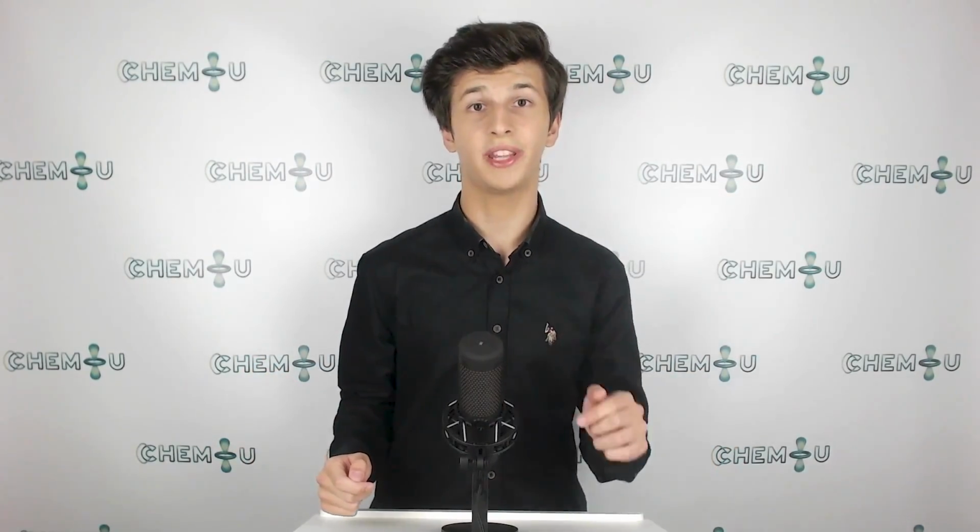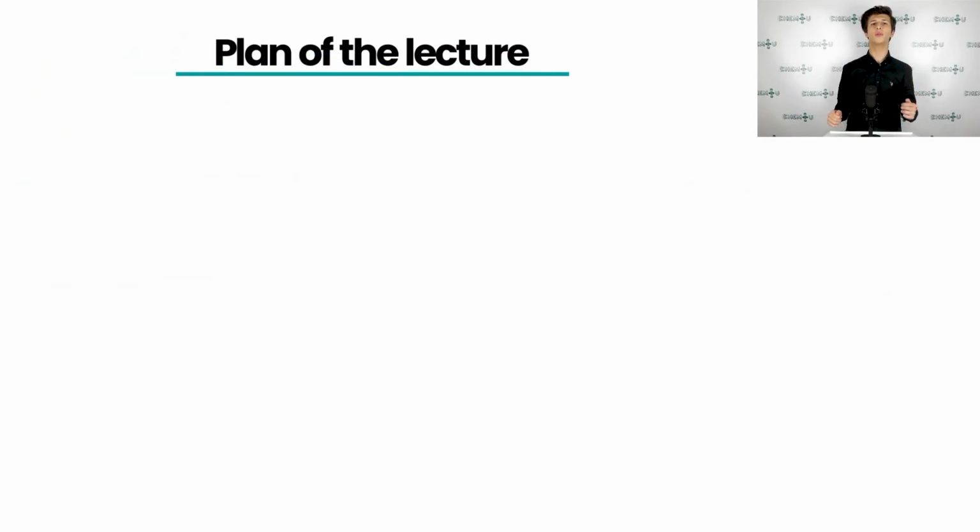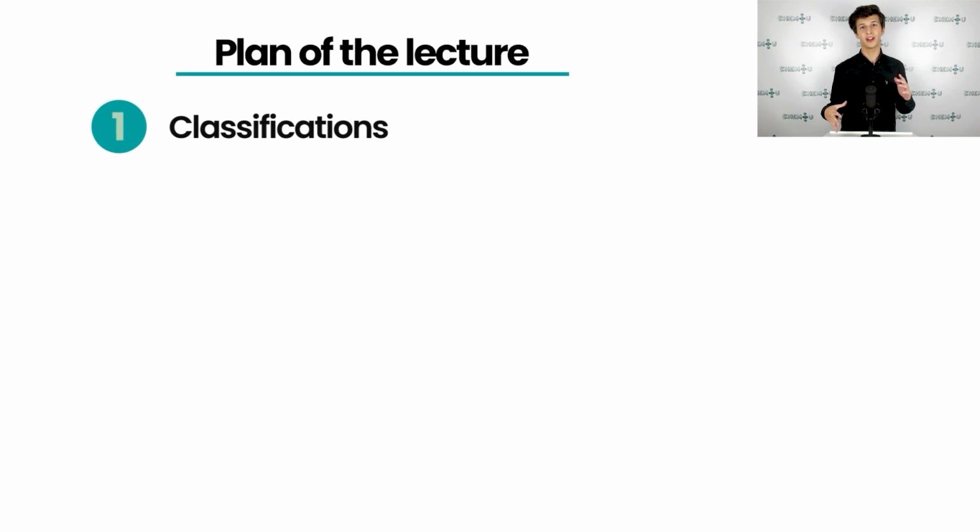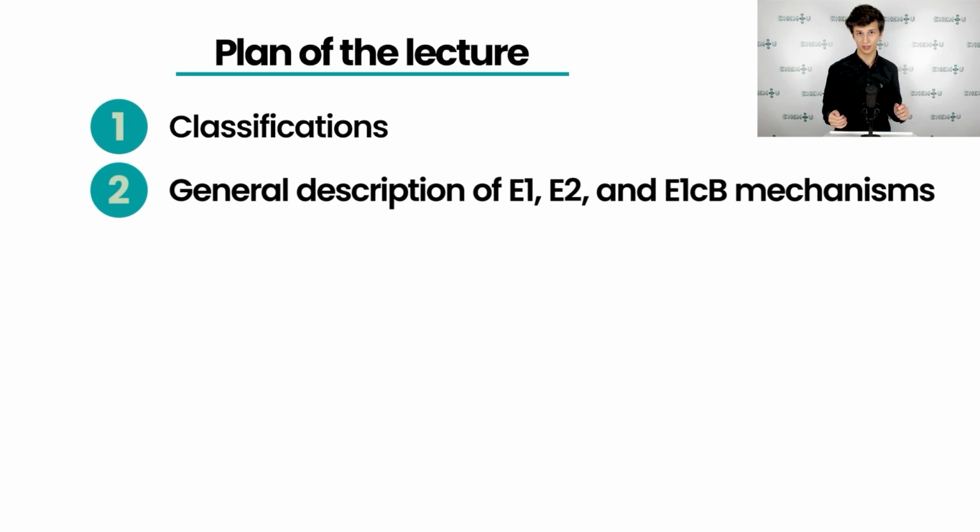Hello everyone! In this video we're going to study elimination reactions. Let me briefly introduce to you the plan of the current lecture. We will begin with the classification of elimination reactions and continue with three main mechanisms of β-eliminations: E1, E1Cb, and E2. We are interested in the rate laws of these reactions and their general mechanisms.